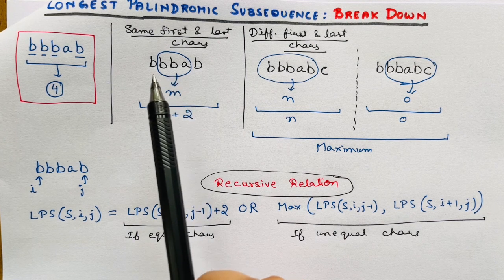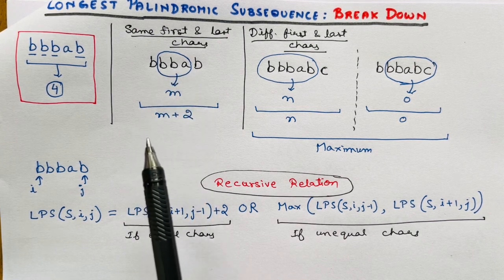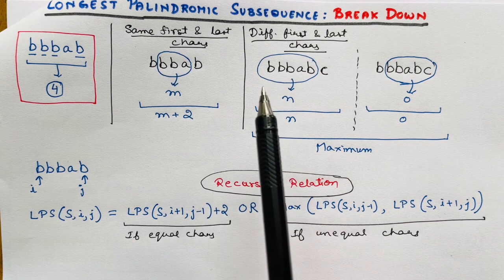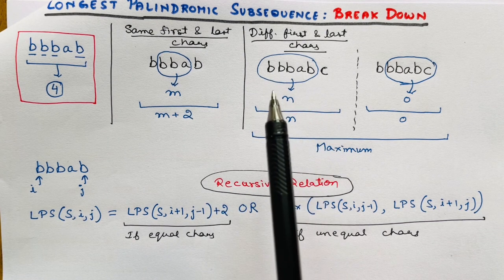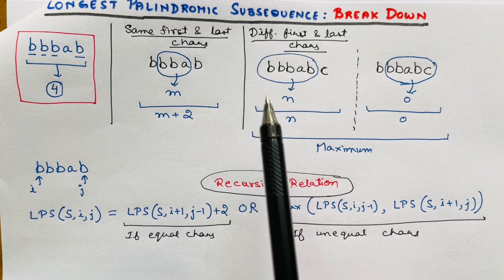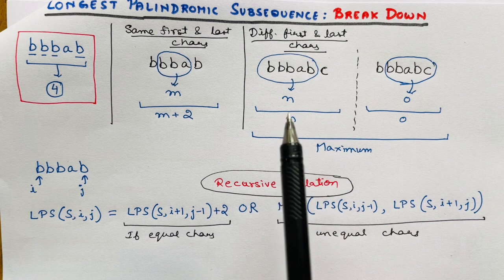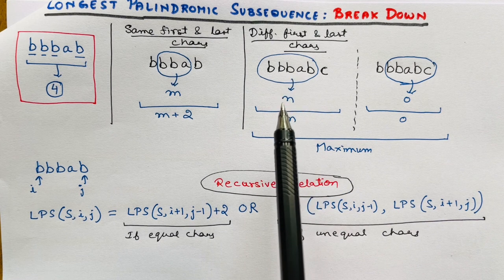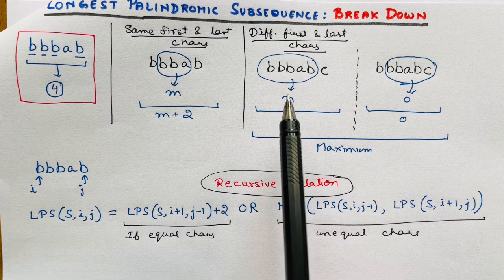But that was the case when first and last characters were the same. It is possible that they were different. So we thought of the second case. Now if these were different, then we could have broken this string into the remaining string plus the last character. So if somebody gave us the answer to this problem, the remaining string, the overall answer will also become n.